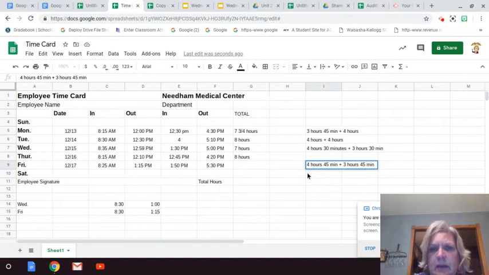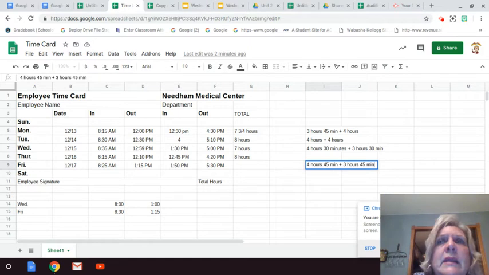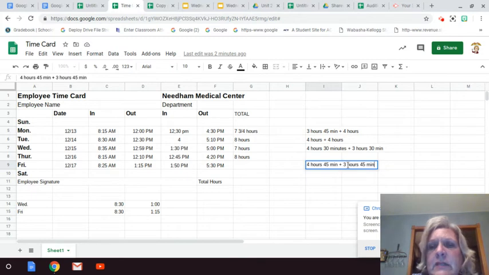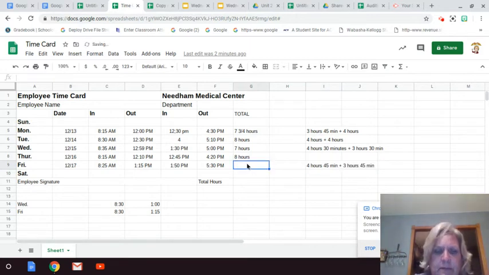And if I add that up, 4 plus 3 is 7. 45 plus 45 is 90. What do I know about 90 minutes? That's 1.5 hours. So I was at 7 whole hours. Now add 1.5. So 7 plus 1.5 is 8.5 hours. Okay, so that's how I get those.